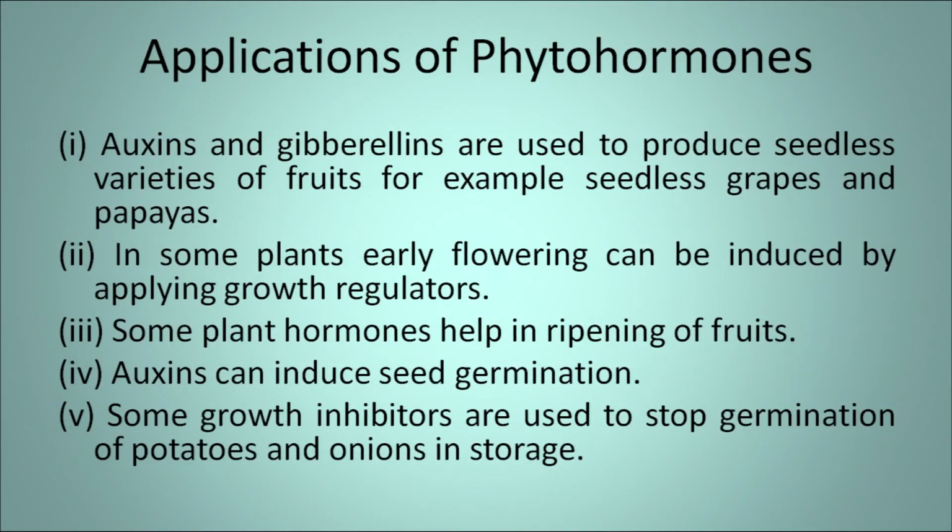The applications of phytohormones are many. Auxins and gibberellins are used to produce seedless varieties of fruits, such as seedless grapes and seedless papayas, to name a few; there are lots and lots.